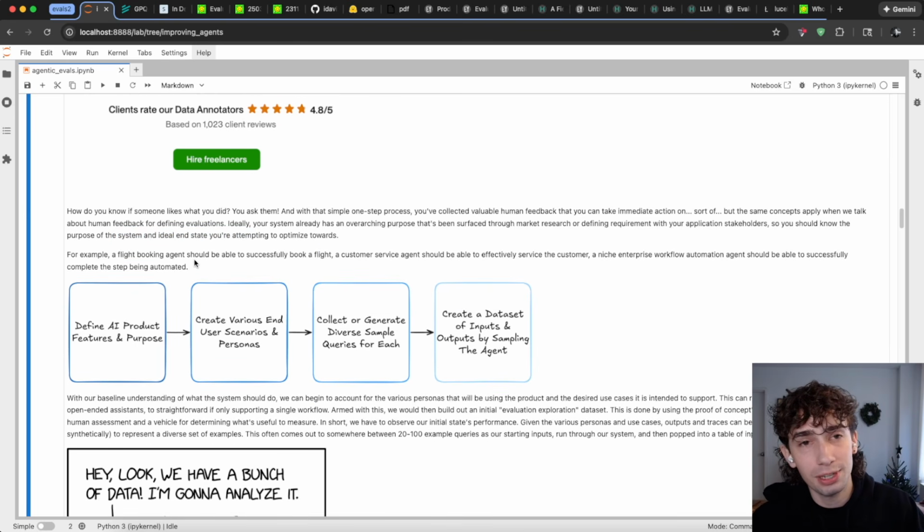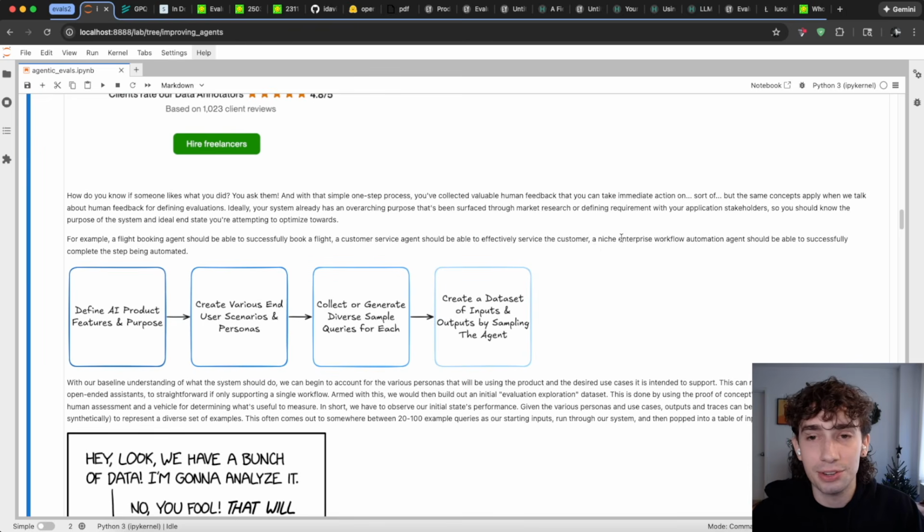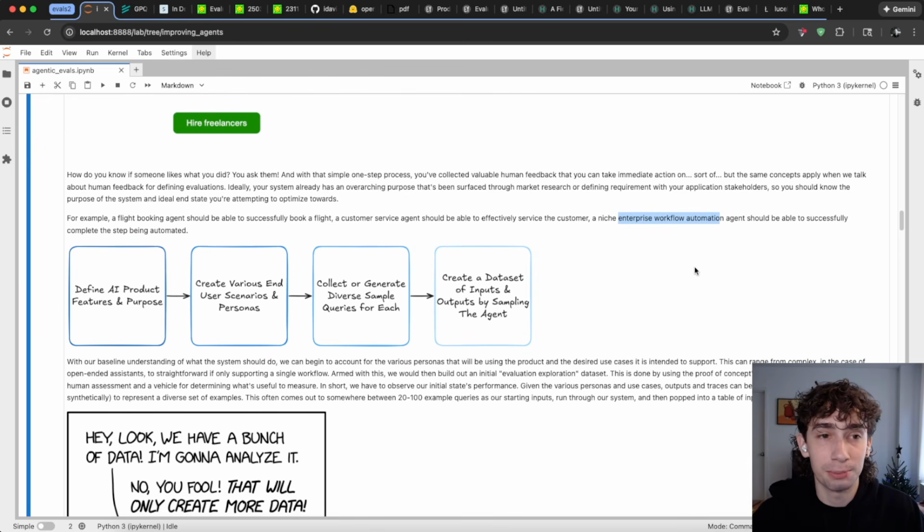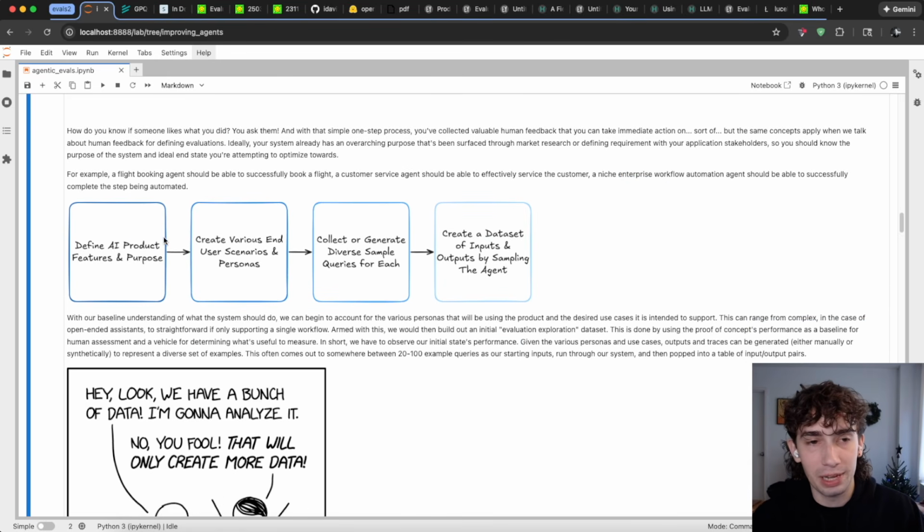For some quick examples, if that doesn't make any sense, a flight booking agent or AI system should be able to successfully book a flight. A customer service agent should be able to effectively service the customer in the ways that it is expected to, and something more niche like an enterprise workflow automation agent should be able to successfully complete what is trying to be automated. So with this, we're going to follow a bit of a process.